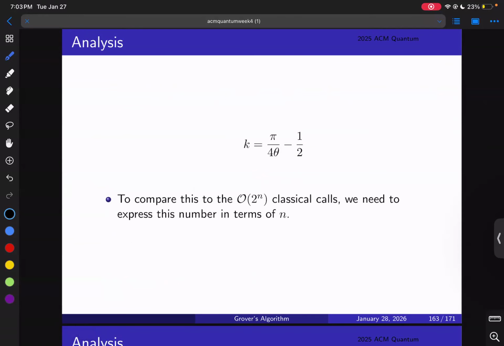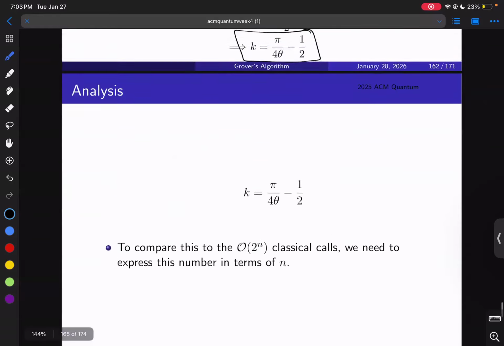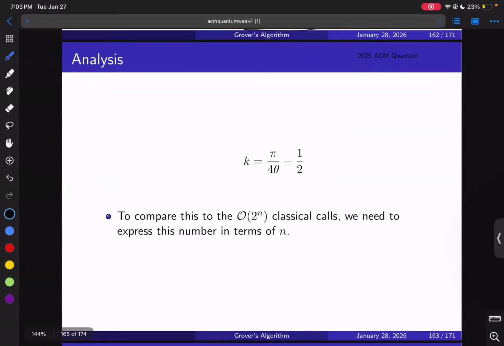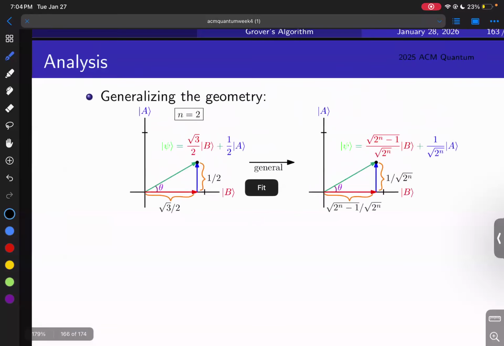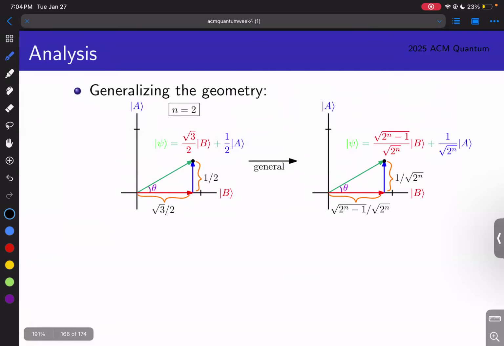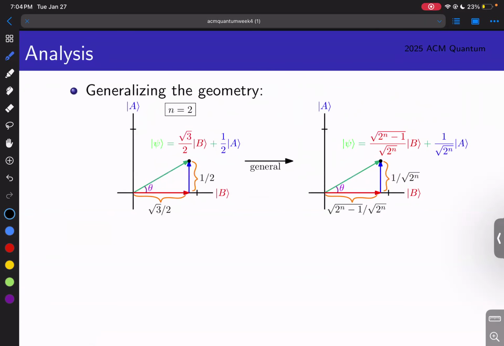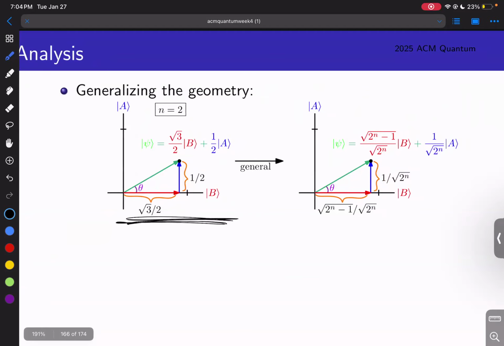Anyways, let's compare that to the classical solution, which is exponentially many calls. We're expressing it in terms of theta, which we don't want to do. We want to express it in terms of n, which is the input size. So let's just do some geometry. It's all going to be geometry. This was just our example for n equals 2.